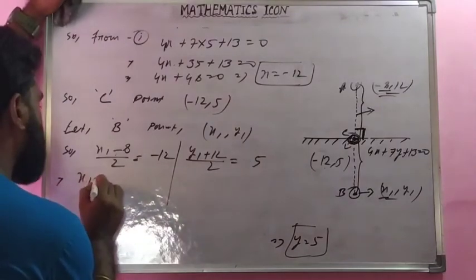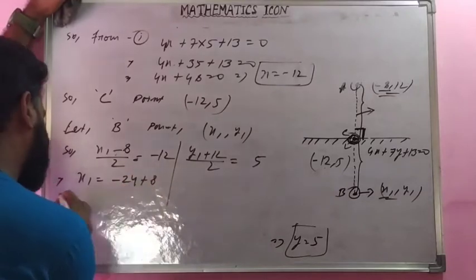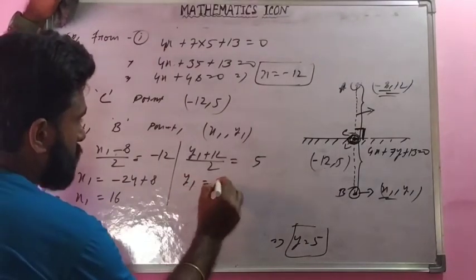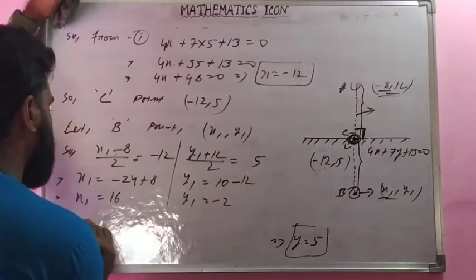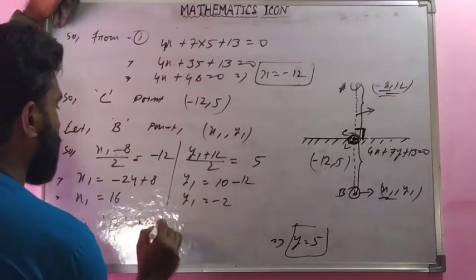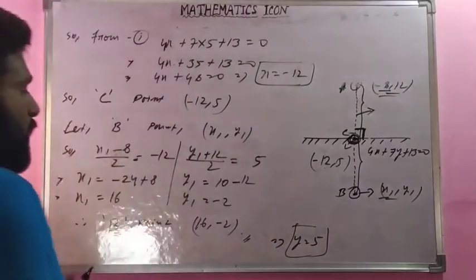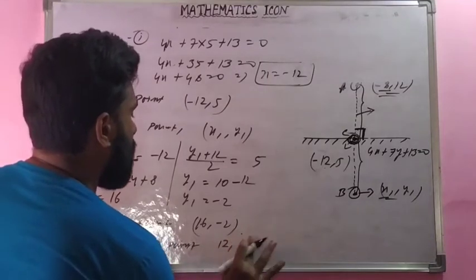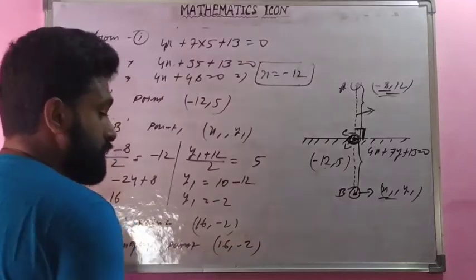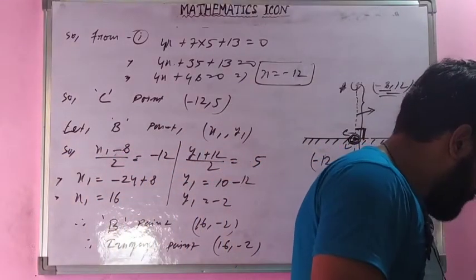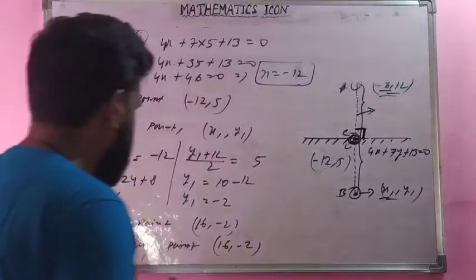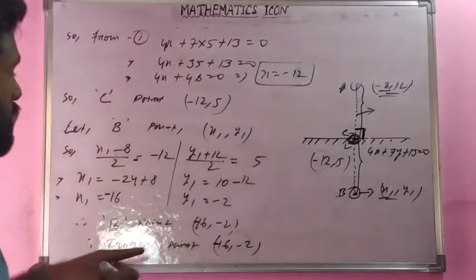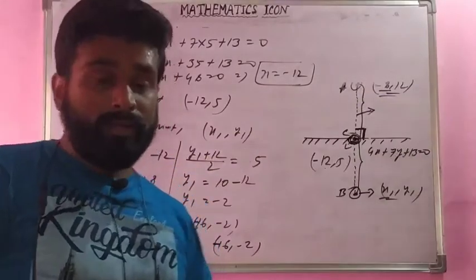So x1 equals to minus 24 plus 8. That means x1 equals to minus 16. And y1 equals to 10 minus 12. That means y1 equals to minus 2. So B point will be minus 16 comma minus 2. So that means this point will be the image point. Image point is minus 16 comma minus 2. So this will be the image point of the point minus 8 comma 12.